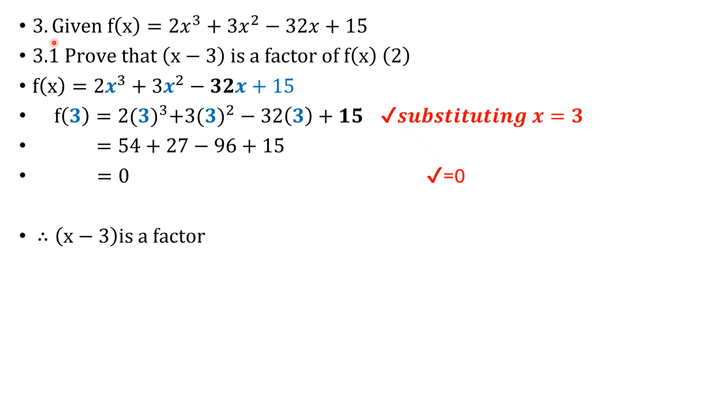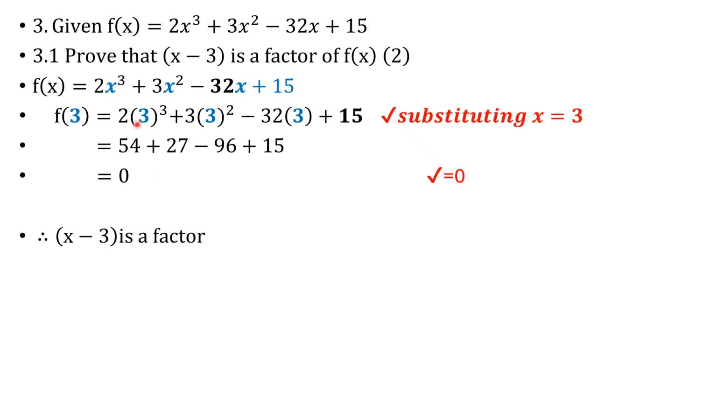Given f of x equals 2x cubed plus 3x squared minus 32x plus 15. Instead of us using linear factors, we assist you by saying prove that x minus 3 is a factor of f of x. So number 1, the sign must change. Minus 3 becomes plus 3. Substitute it in the equation. If it doesn't give me a value of 0, it is not a factor, right?